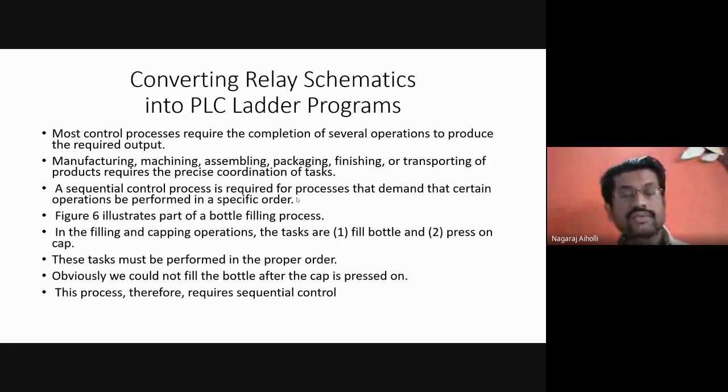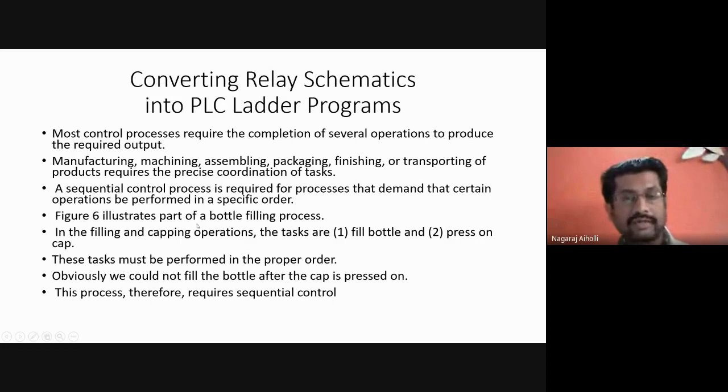Now, when we use the word sequential, control of the processes means systematically or sequentially controlling the different processes which are involved in the manufacturing of the product, controlling sequentially one after the other. Okay, that is sequential control. The sequential control process is required for processes that demand certain operations to be performed in a specific order. They are required to be performed in a specific order, only then we'll get the required output.